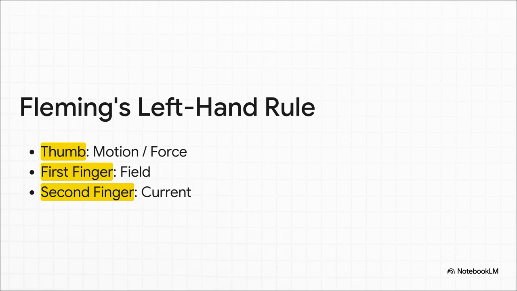So how do you figure out the direction of this force? For that, we use Fleming's left-hand rule. It's pretty cool. You just take your left hand, point your first finger in the direction of the magnetic field, and your second finger in the direction of the current. When you do that, your thumb will automatically point in the direction of the resulting force or motion.